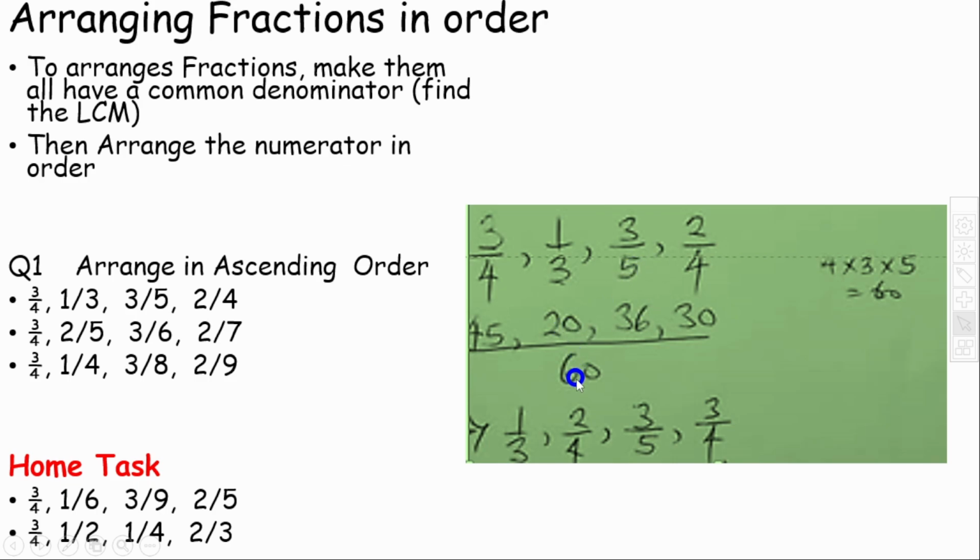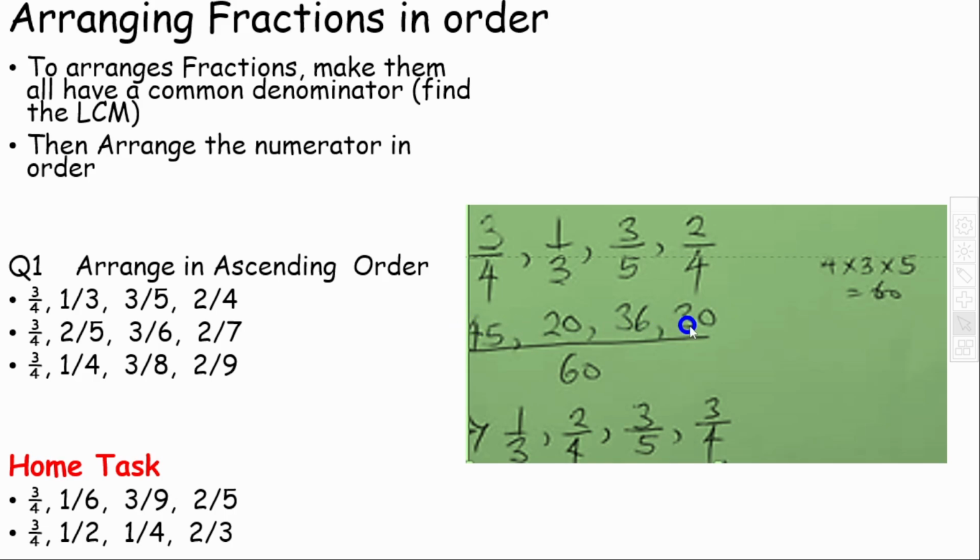How many 5 can you find in 60? 5 times 12 gives us 60. So we can find 12 in it. 12 times 3 is 36. How many 4 can we find in 60? 4 times 15 gives us 60. So it's 15. 15 times 2 is 30.